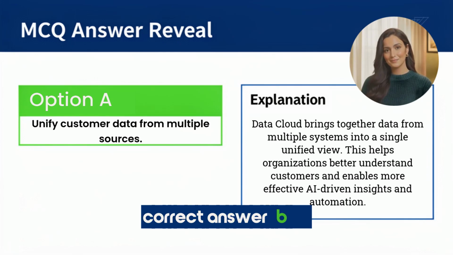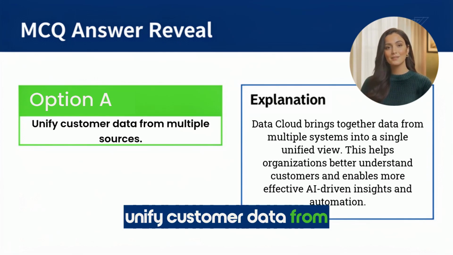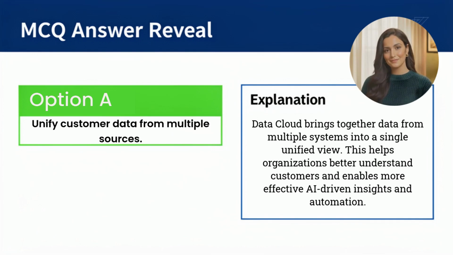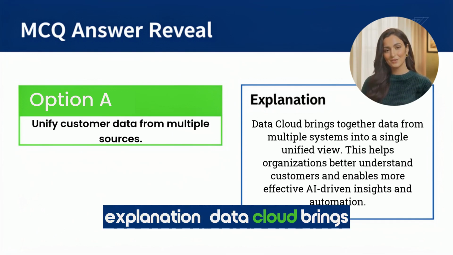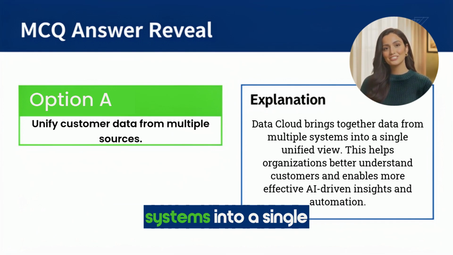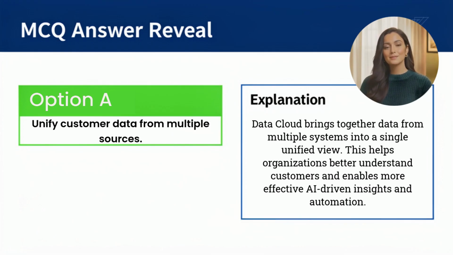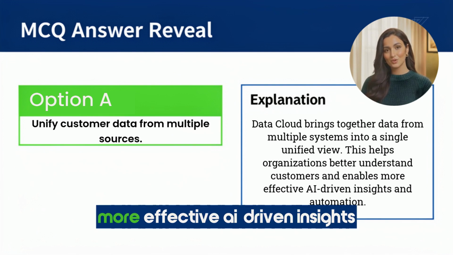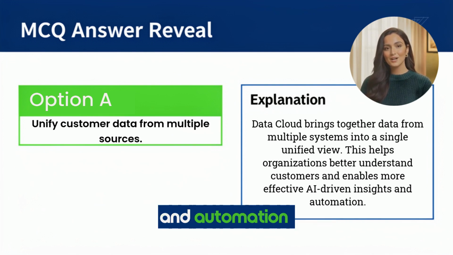Correct answer: B. Unify customer data from multiple sources. Explanation: Data Cloud brings together data from multiple systems into a single unified view. This helps organizations better understand customers and enables more effective AI-driven insights and automation.